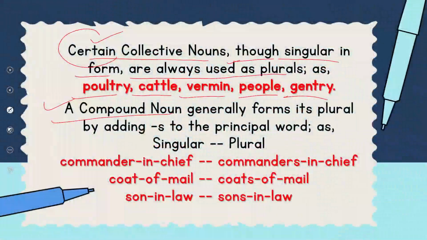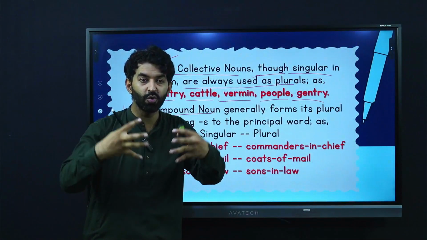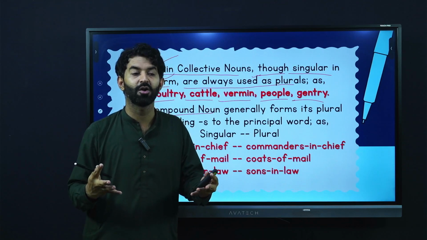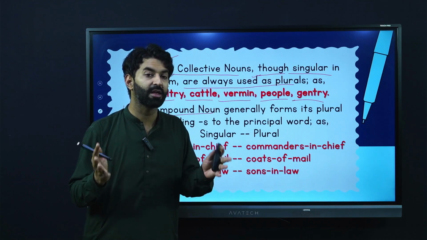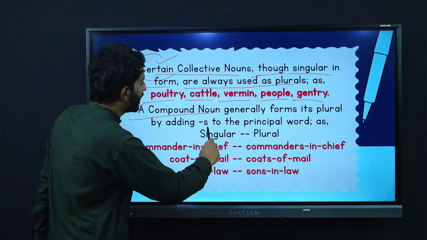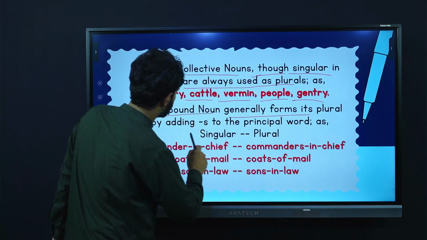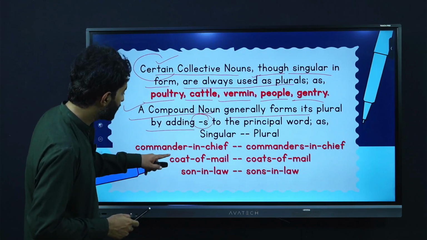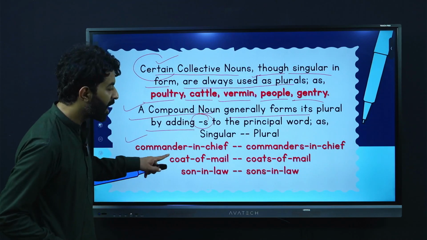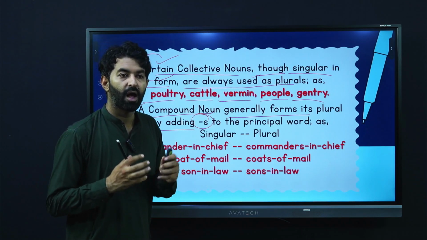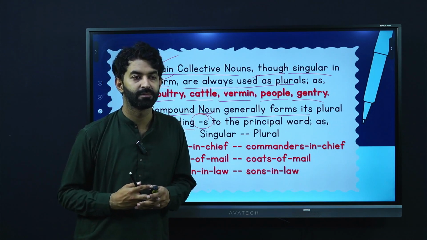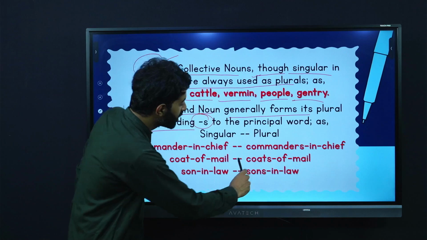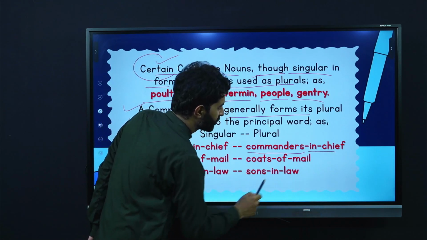And do you know about compound nouns? Nouns that are made up of two words coming together and they act as one, they are your compound nouns. So compound nouns generally form the plural by adding s to the principal word. For example, here is a word, commander in chief. How will you make the plural of it? You'll say commanders in chief.